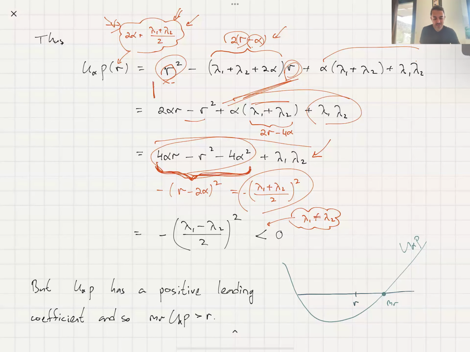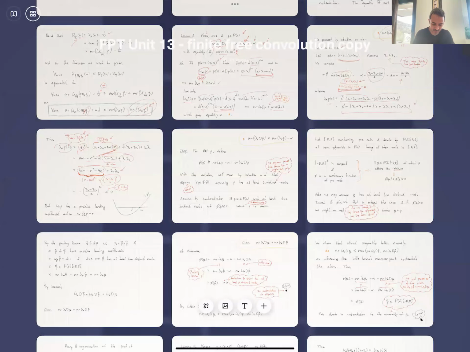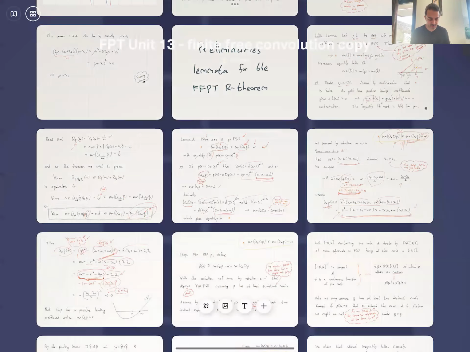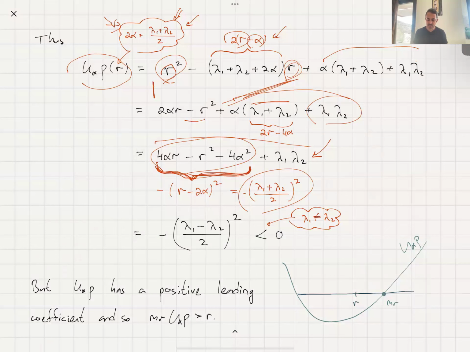Good. So we just proved that U alpha P evaluated at R is negative. So what does it say about the max root? The picture is this, right? P was a degree 2 polynomial, and therefore also U alpha P. It's a degree 2 polynomial. It has a positive leading coefficient. It's monic, because we assume it's monic for simplicity. And we just showed that at R it's negative.